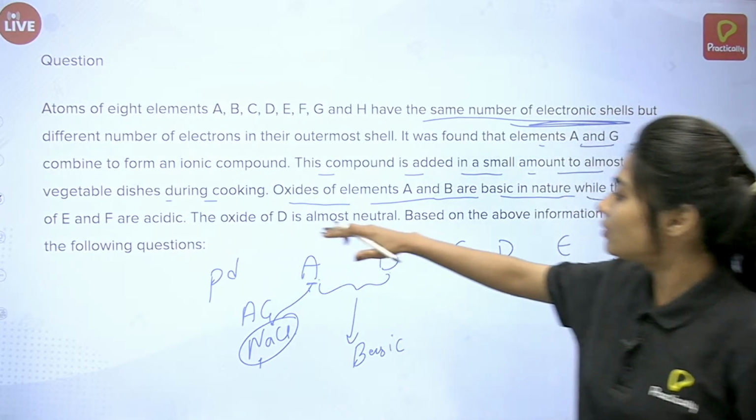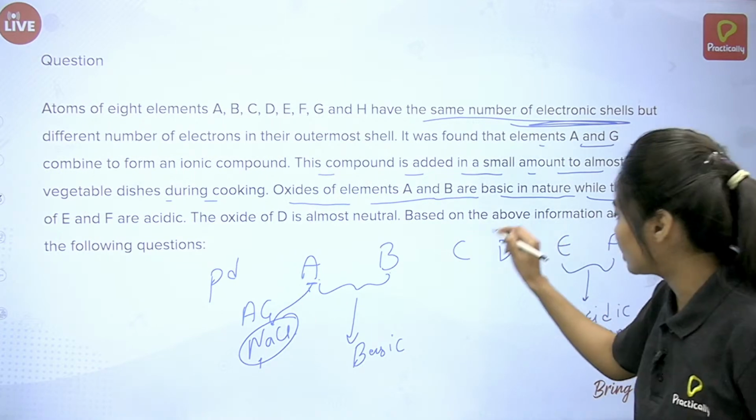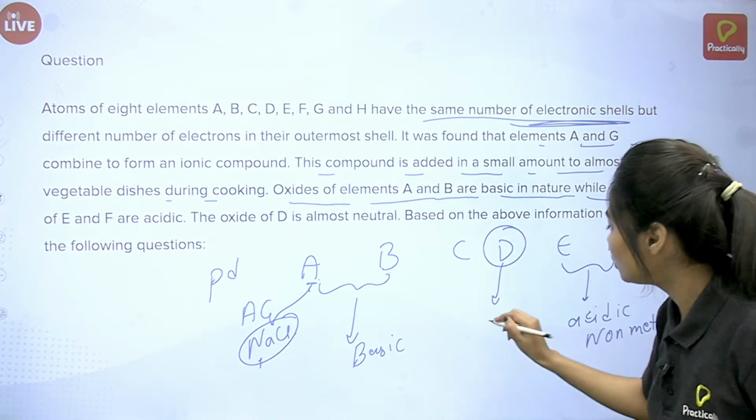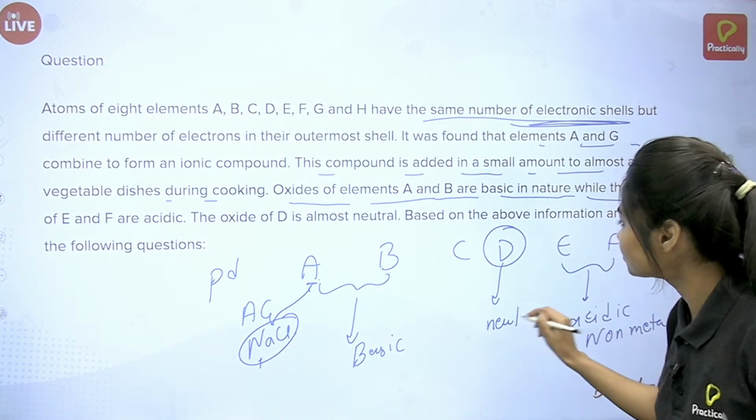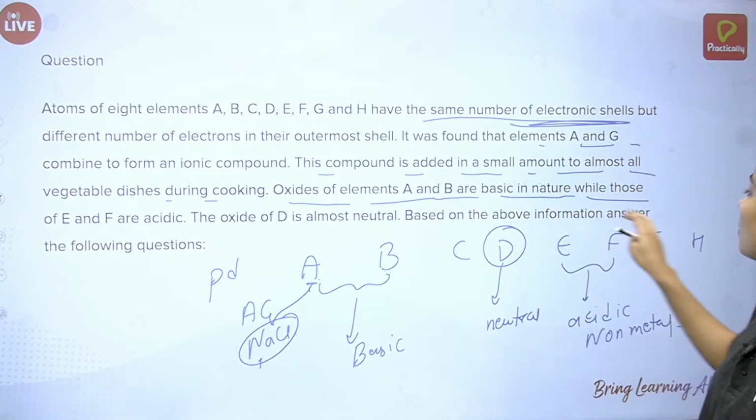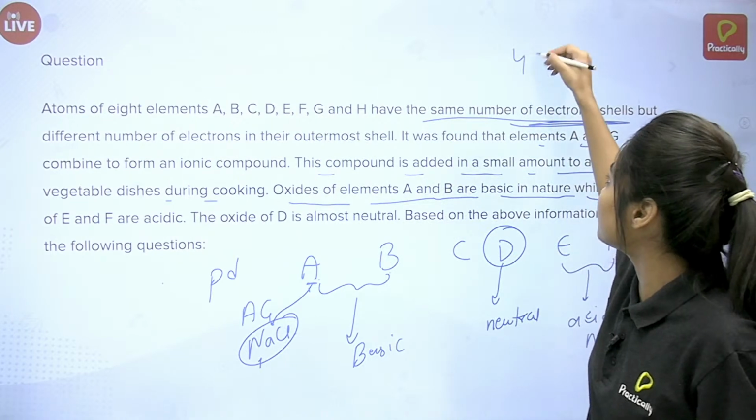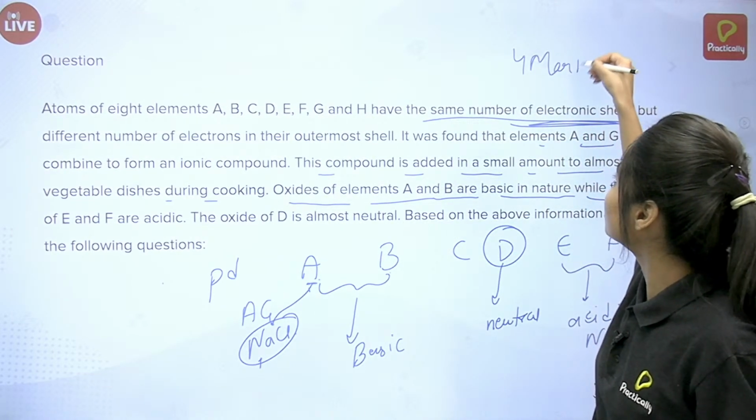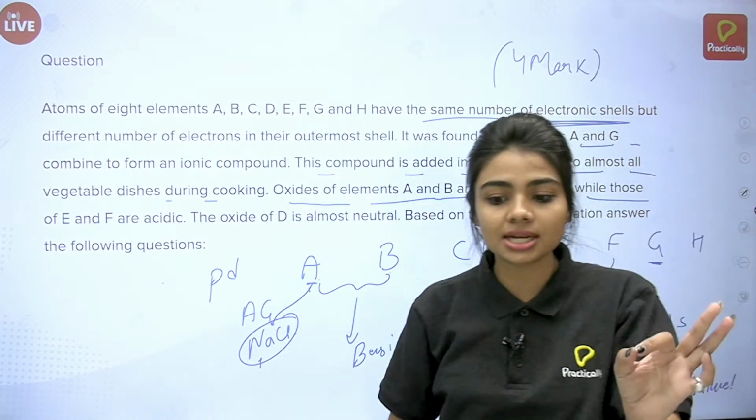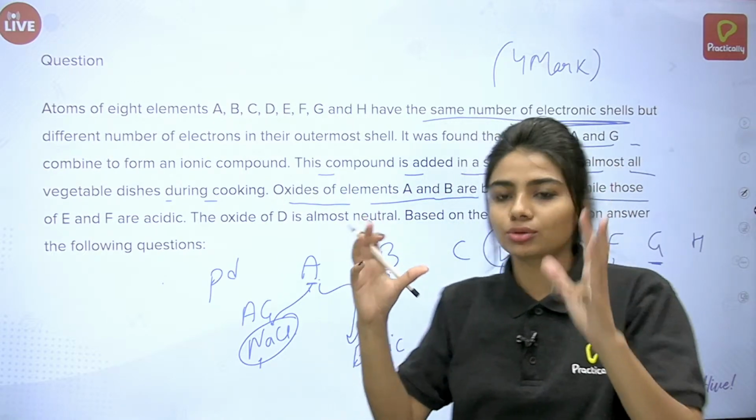The oxide of D is almost neutral. Okay, oxide of D is neutral. Based on the above information, answer the following question. This is a 4-mark question. Remember, this is a 4-mark question, and a very interesting and brainstorming question it is.